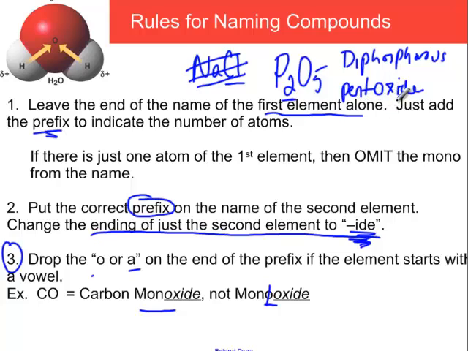Again, is that a big deal? If you say pentaoxide, is anyone going to take off points? No, but you'll start to learn what sounds correct and what doesn't over time. All right, let's move on.